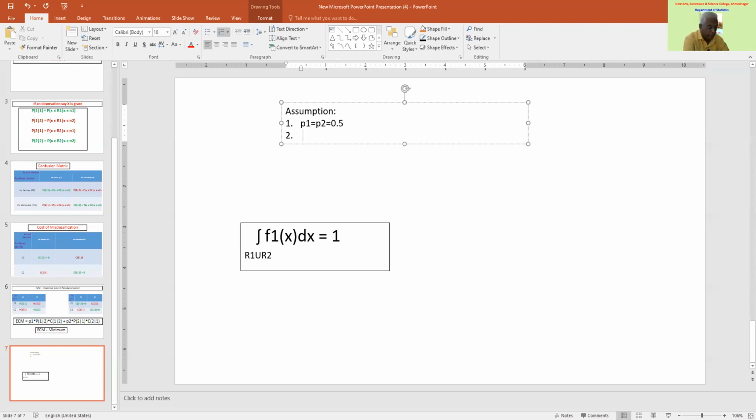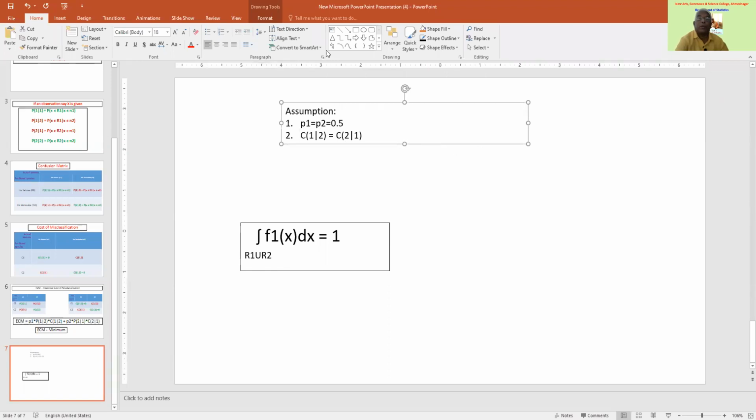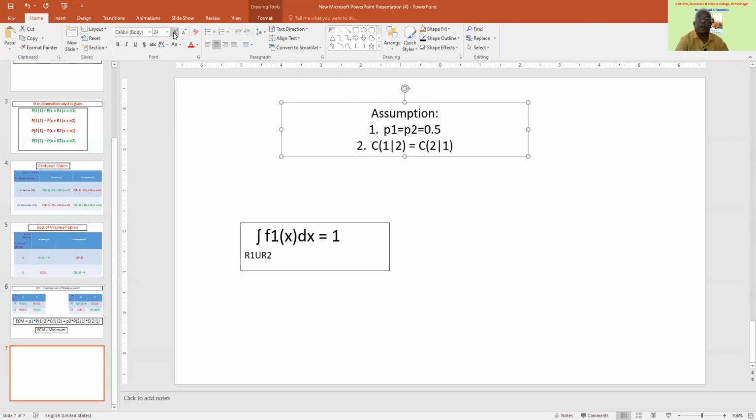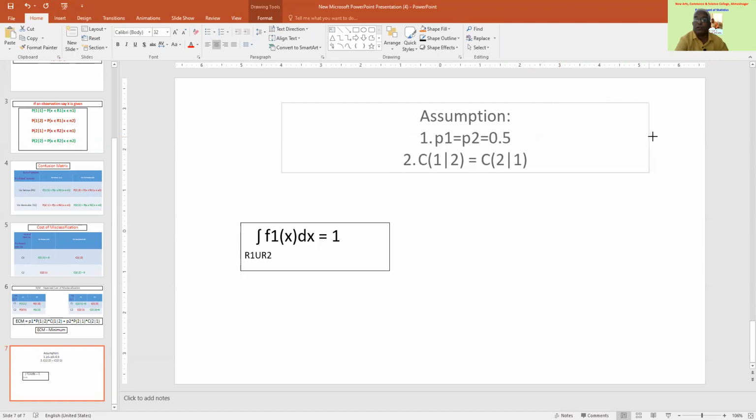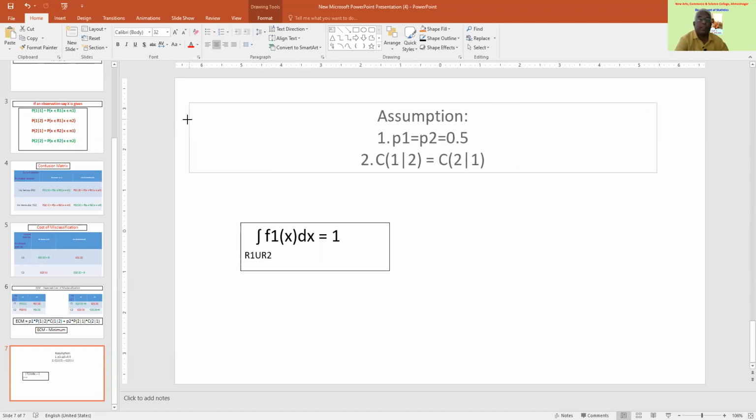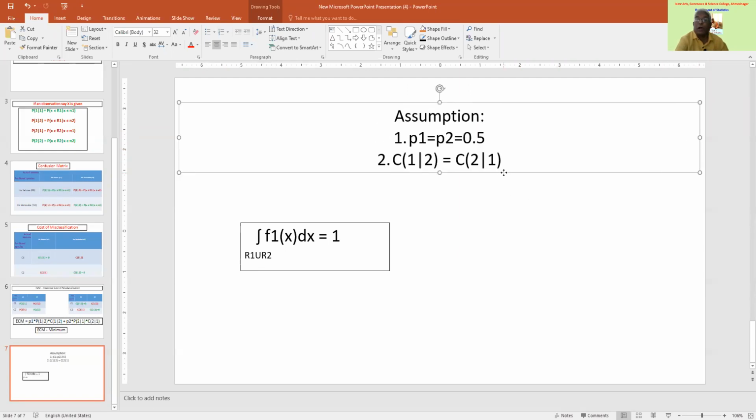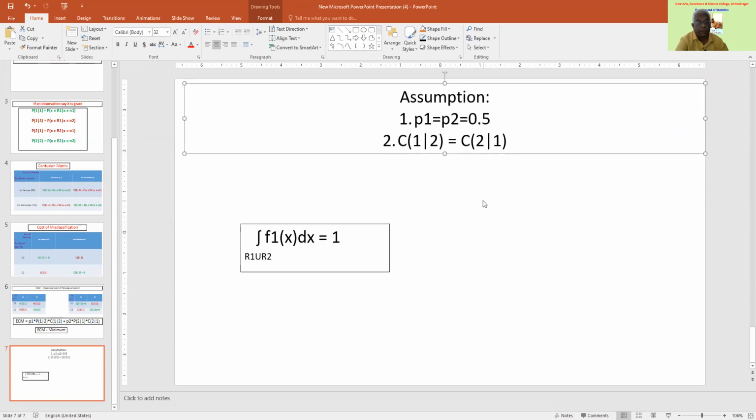This is the first assumption. The second assumption that I am going to make is about the cost. Okay. So what are my assumptions? My assumptions are about prior probabilities and the cost of misclassification. So what I am saying is prior probabilities are equal and costs of misclassification are also equal. That is what I am going to say here.